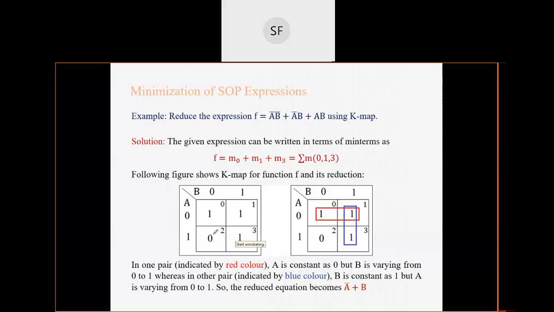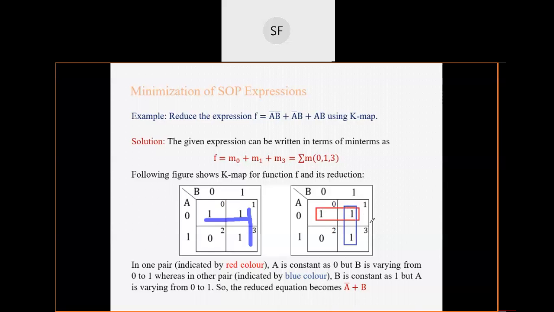So now 4 cells are there. Your maximum combinations can be that one pair will be formed of any two cells wherever the cell value is 1. Now in this case you can observe that one pair is this and the second pair is this. So I have already shown here that when you combine two cells, two minterms M0 and M1, it is indicated by red color. So this red color box, if you combine it, what will you get?